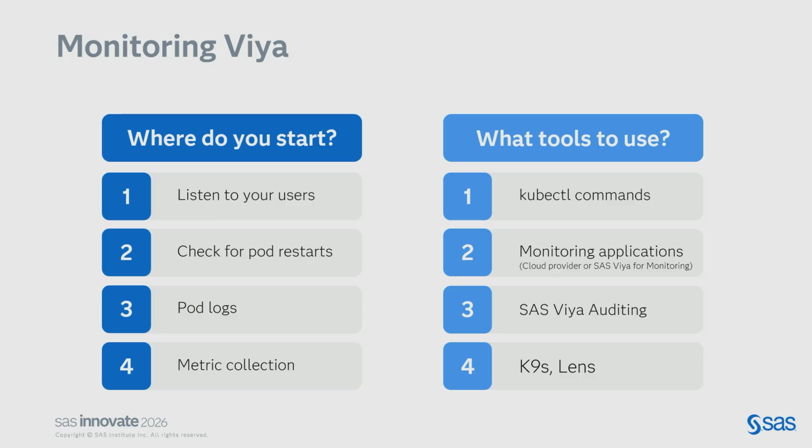All right, as for tools, what kind of tools do you want to look at? Could be as simple as just some kubectl commands, right? Really basic kubectl commands to look at logs, look at pod information, and so on. There are several different variations of monitoring tools. For instance, SAS has a GitHub project called SAS VIA Monitoring that could be deployed in your cluster to help with monitoring. SAS VIA Auditing is a service that gives diagnostics of what your users are doing on the system, what kind of activities they do on a day-to-day basis. And then there are some third-party tools like K9s and Lens that could also help.